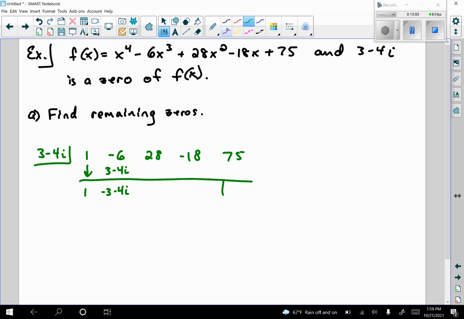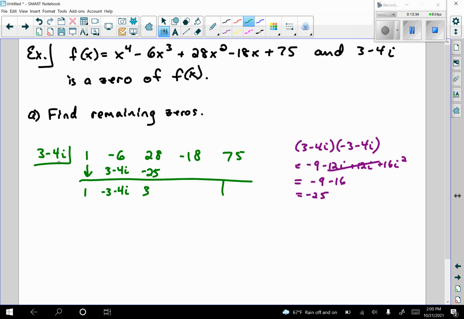Well, now I need to multiply 3 minus 4i times negative 3 minus 4i. So I'm just going to do this off to the side. So this will give me negative 9. On the outside, we'll get a negative 12i. On the inside, we'll get a positive 12i. And last, we'll get a plus 16i squared. So the 12i's are gone. I get a negative 9 minus 16, so we're going to get negative 25. So that is what this number is going to turn into. 28 minus 25 is 3.